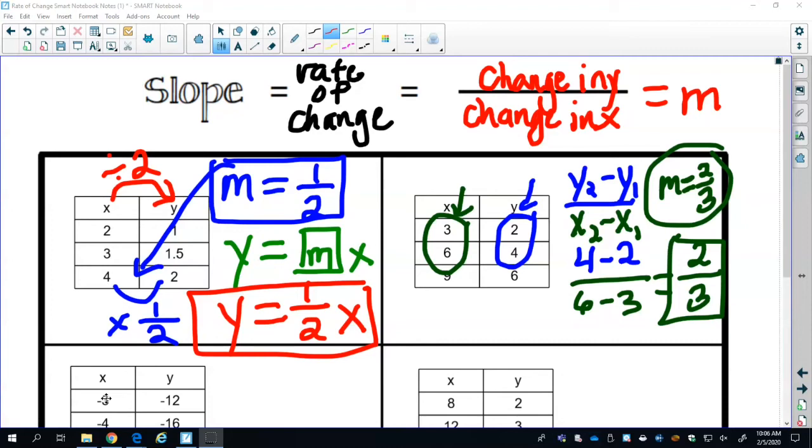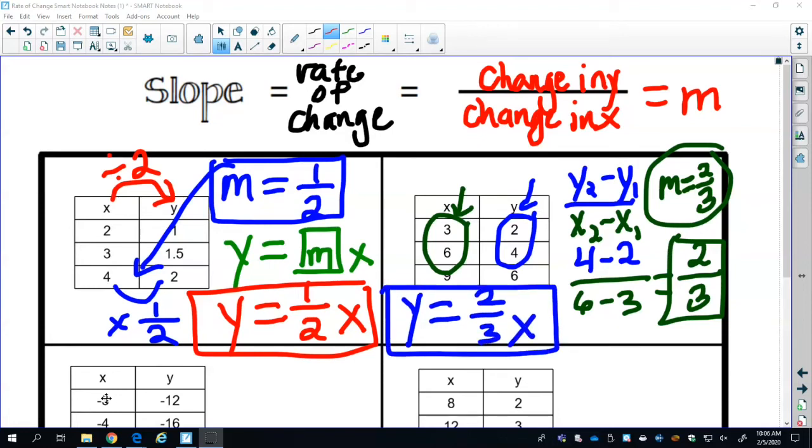So now we can plug it in our formula, just like we did the other one. So our formula is y equals mx, so it's going to be y equals 2/3 x. 2/3 because that's what we got for slope, and that's what we're plugging in for m.